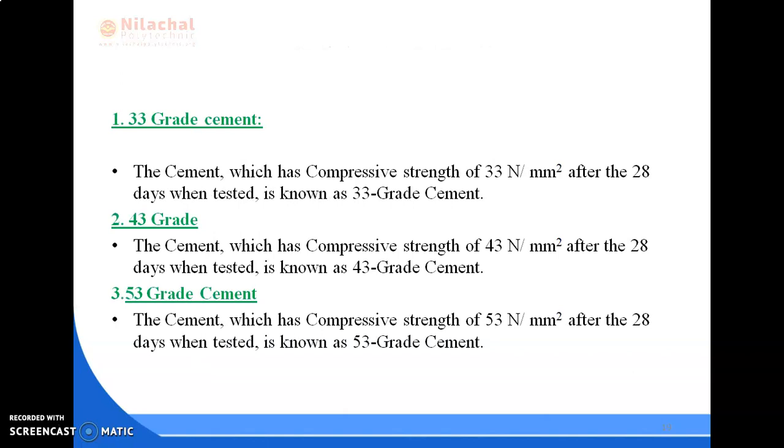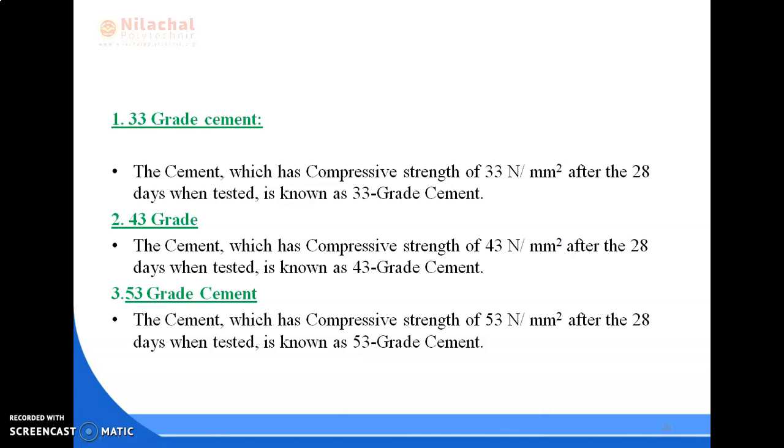Let us see what 33 grade is. The cement which has a compressive strength of 33 Newton per mm square after 28 days when tested is known as 33 grade cement. That means the strength of 33 grade cement continues to gain even after 28 days. The heat of hydration of this grade is lower compared with 43 grade and 53 grade, and it is widely used in plastering work, brick work of walls, tiling work, etc.